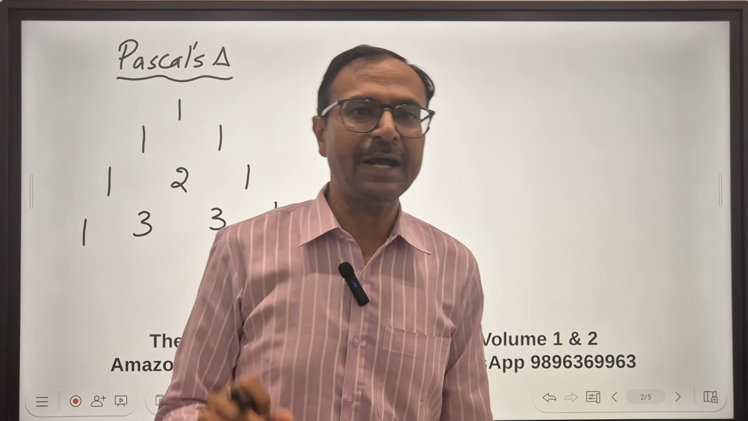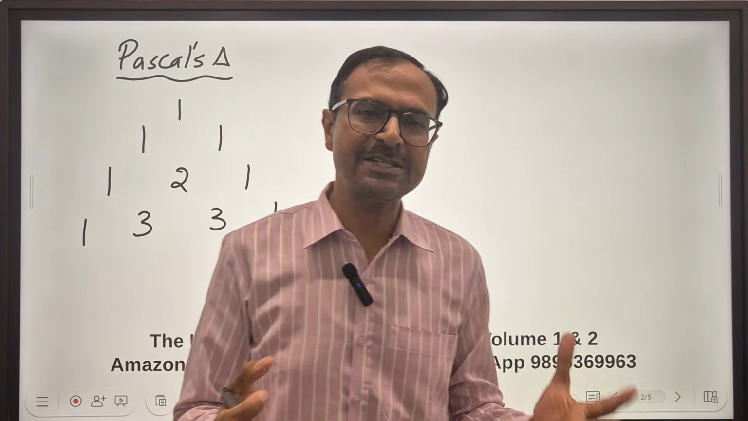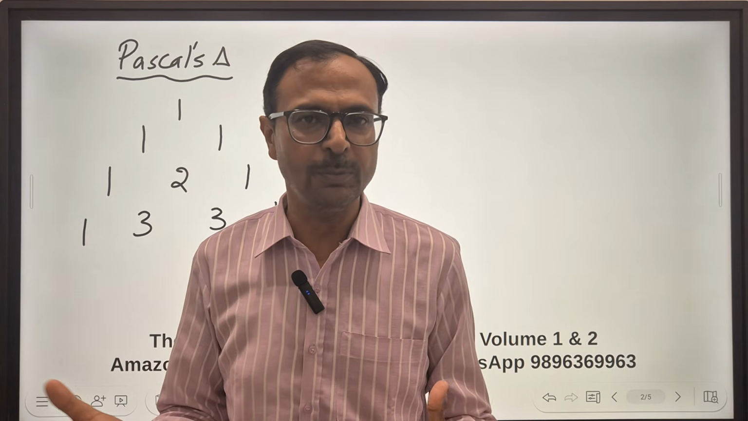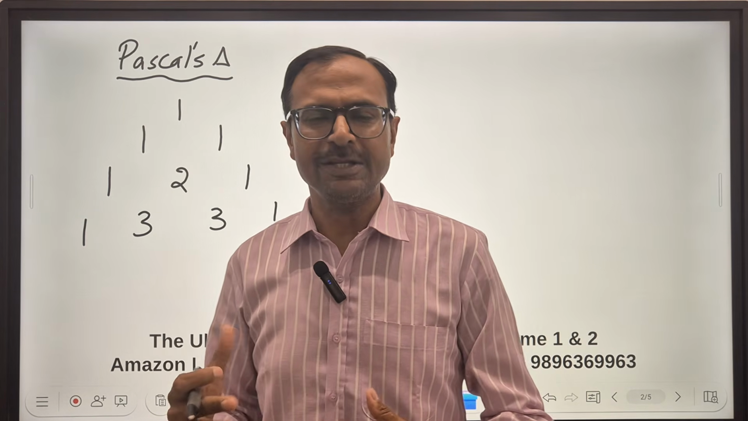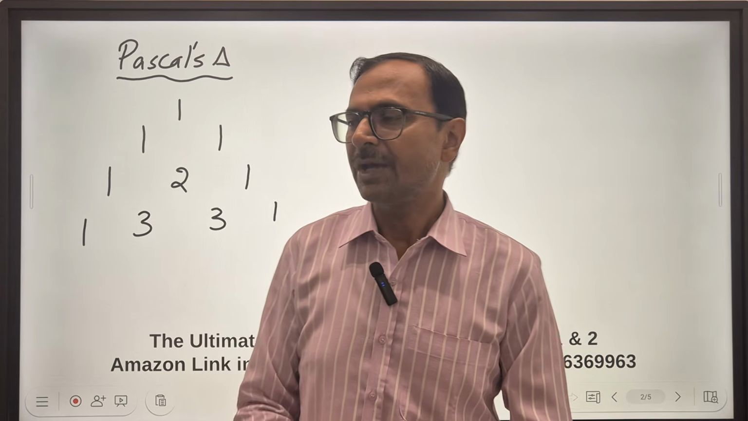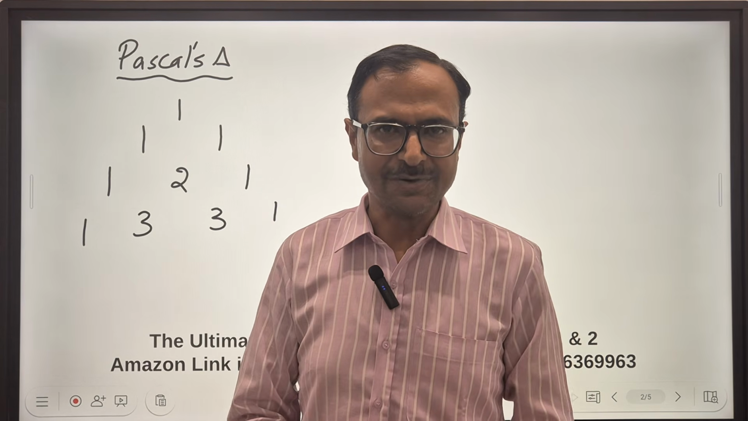Likewise, you can extend it more, but for me, only this much is also enough if you have to remember all the algebraic identities up to cube, like (a plus b) whole cube, (a minus b) whole cube, a cube plus b cube, a cube minus b cube, all those. The first concept is Pascal's triangle.